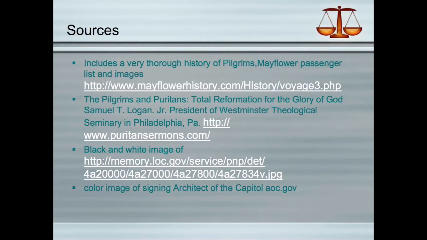The sources include a very thorough history of the Pilgrims and the Mayflower passenger list and images, the same site, mayflowerhistory.com. And then the Pilgrims and Puritans, Total Reformation for the Glory of God, is actually a series of sermons from this period. If nothing else, they're interesting to read. But a little bit of source information can come out of them too. There's a black and white image of the Puritans signing, and that would be your Library of Congress using this link. And then a color signing of the architect of the Capitol at aoc.gov.